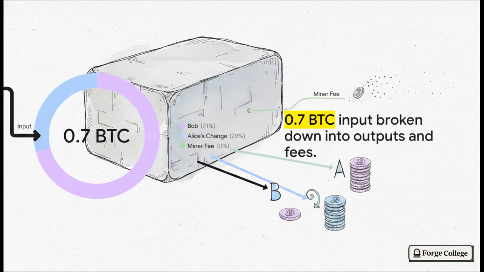Notice it's not a new envelope. It is simply the mathematical difference between the input and the outputs. And that leftover dust just blows right away into the miner's pocket as a reward for confirming the transaction. The inputs must always, always be greater than or equal to the outputs.